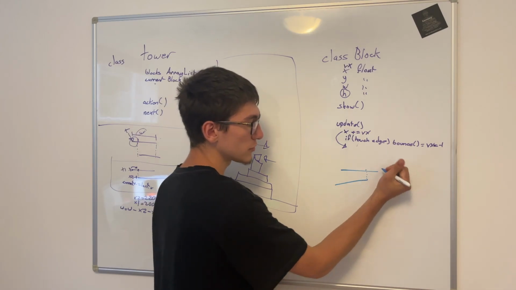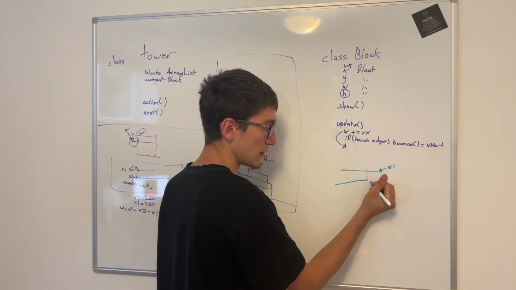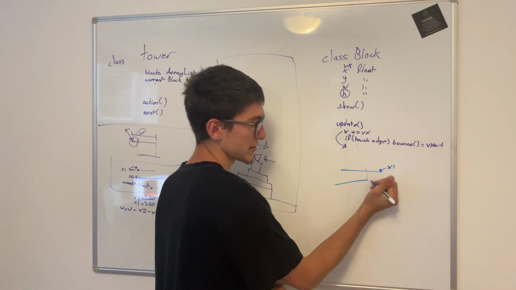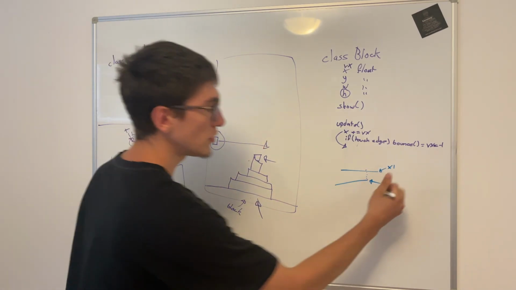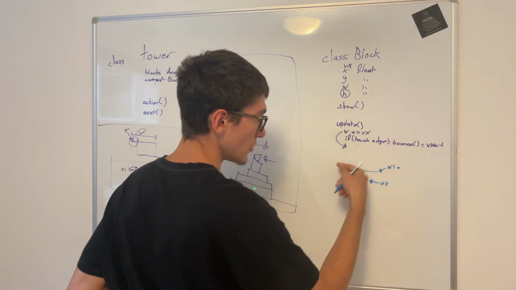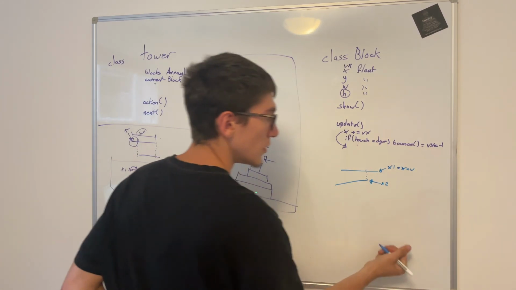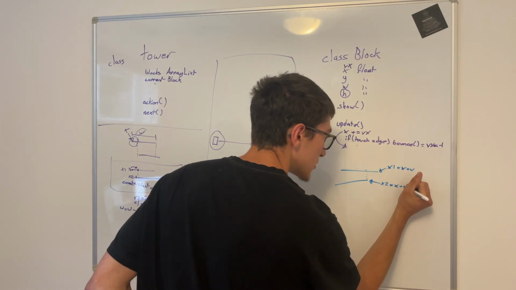So we know this point over here. Let's call it x1, and let's think of it as x1 and x2. x1 is basically equal to x plus the w. And the same goes for this one, so x plus w.